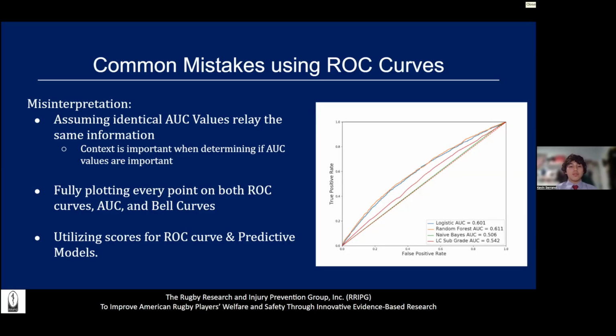Then we also have to utilize separate scores for the ROC curve and predictive models. We cannot use the same scores for both of them, or else they will give us overly optimistic curves, meaning that we assume that all of them are going to be true positives instead of really determining whether there's variability between the groups.